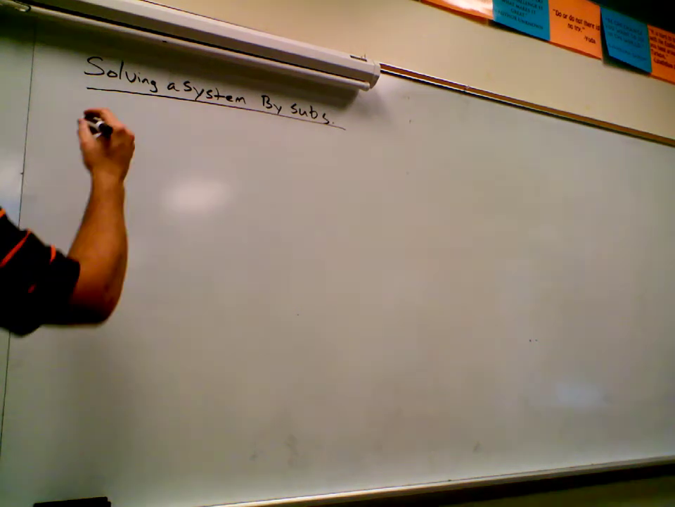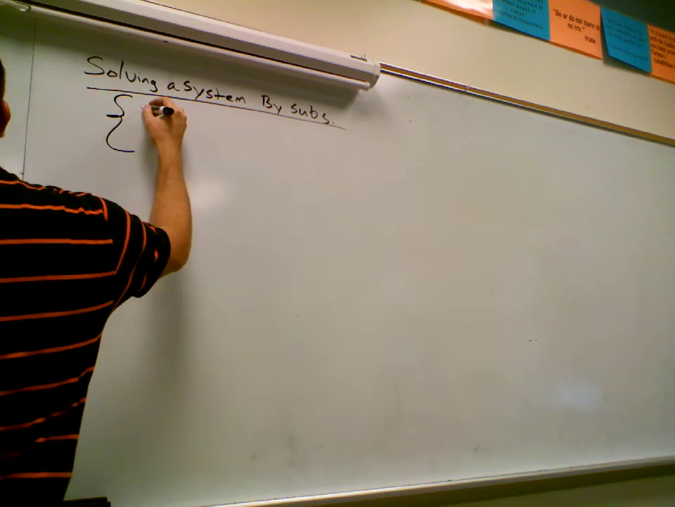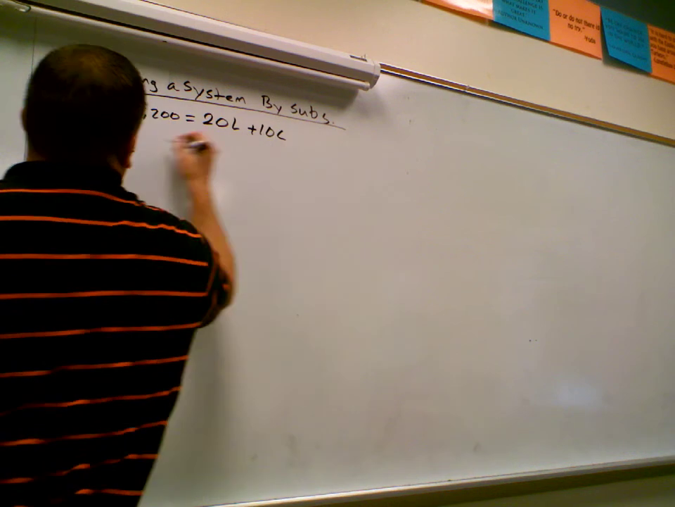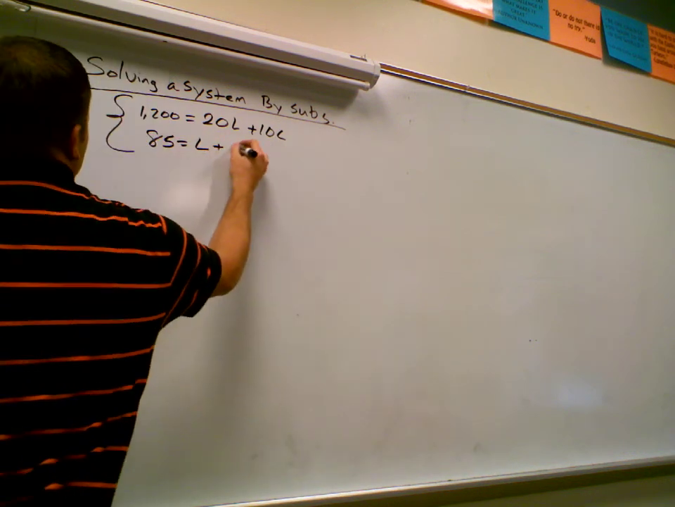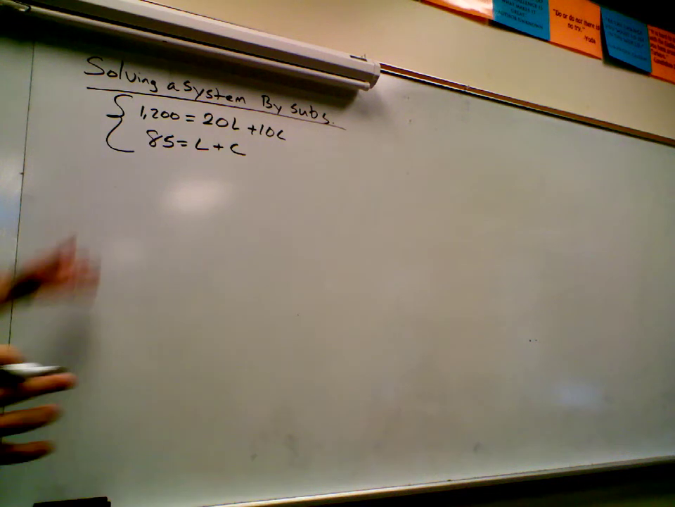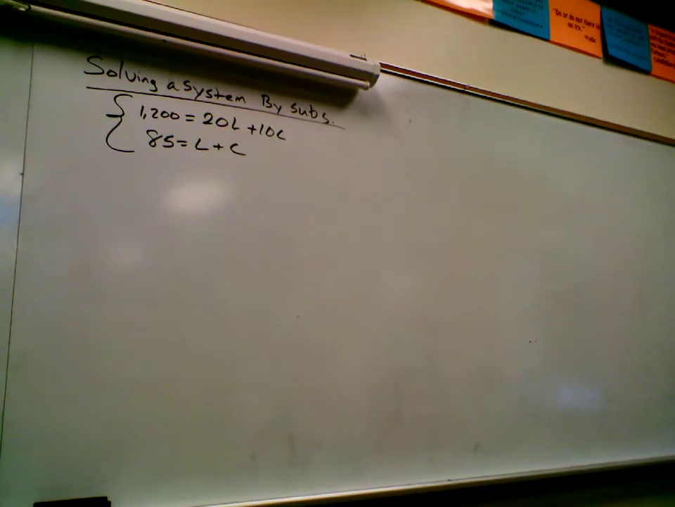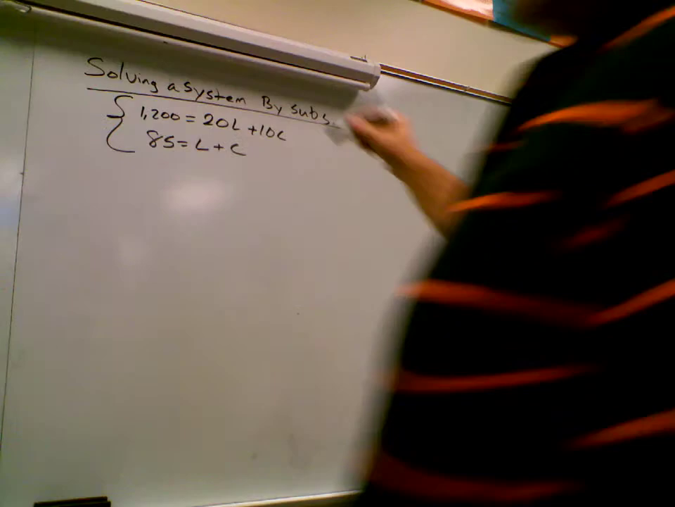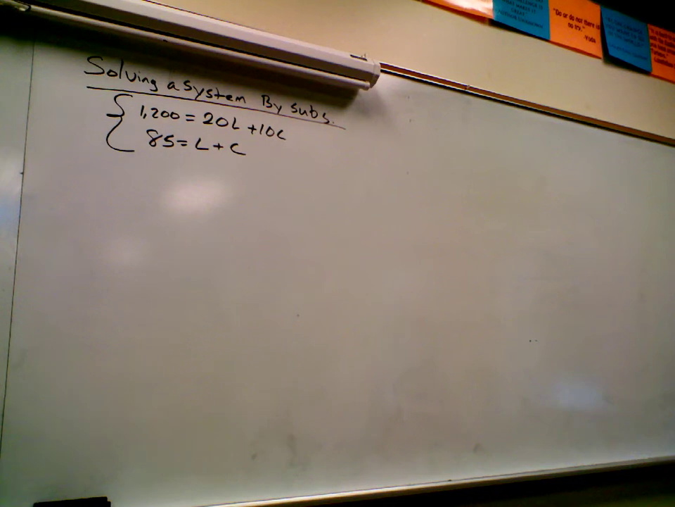Now our system is 1200 equals 20L plus 10C and 85 equals L plus C. That's our system. Anytime in mathematics you see a bracket next to two equations like this, that means those two equations are tied together somehow. Those two equations define our situation. So on your notes, put a bracket. The easiest way is to draw a forwards S and a backwards S.